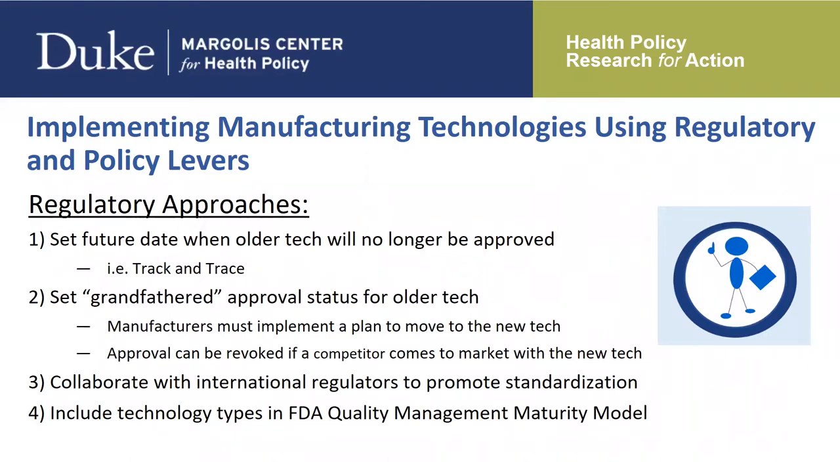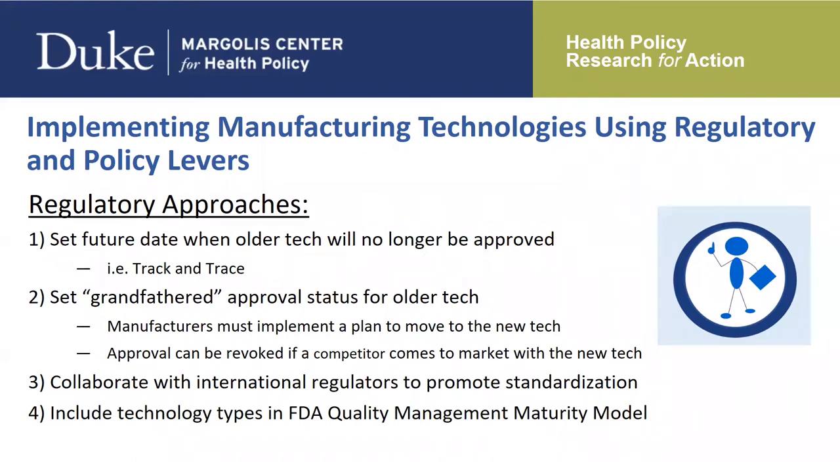Secondly, we could consider setting a grandfathered approval status for older technology. This was used many years ago, when there were lots of products that had not gone through the modern FDA approval process. They were given a grandfathered status, and manufacturers were allowed to continue marketing those products, but had to implement a plan to move to new technology. And then if a competitor comes to market using the new technology and can supply the whole market, then that approval for the original manufacturer could potentially be removed and the market could be shifted to the new competitors. So that's something that could be considered as well.